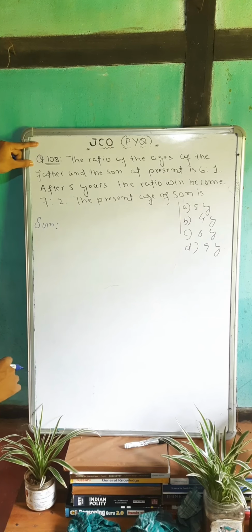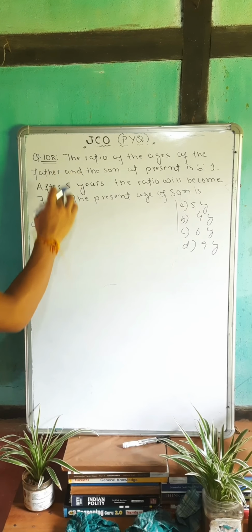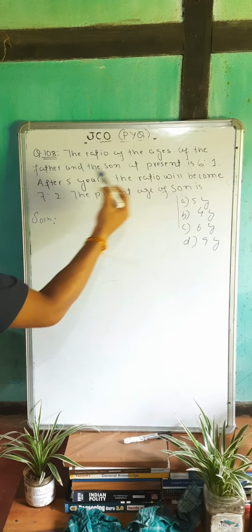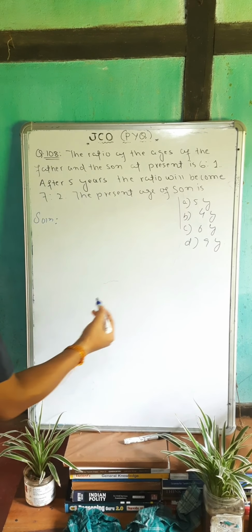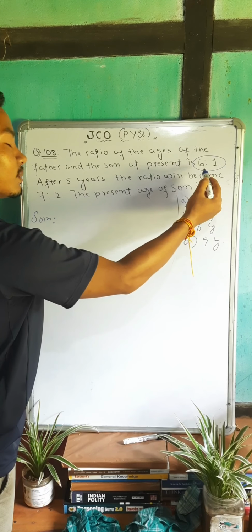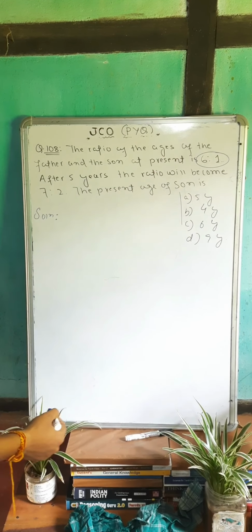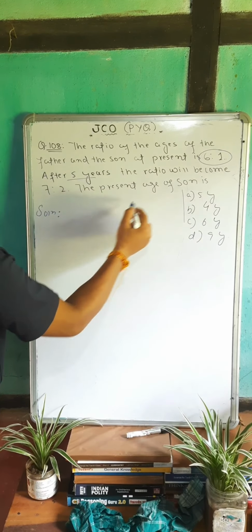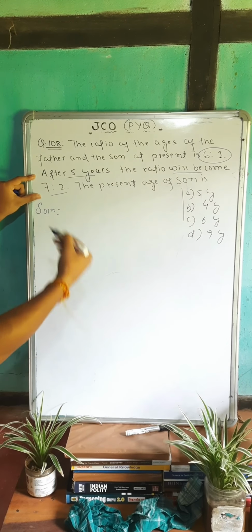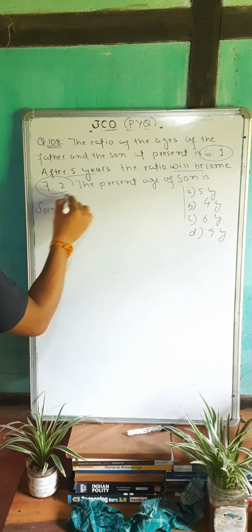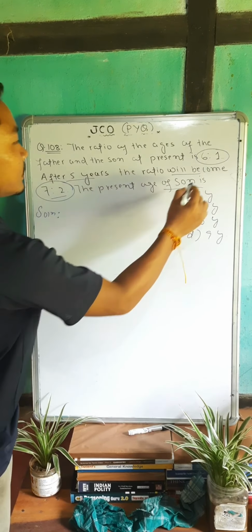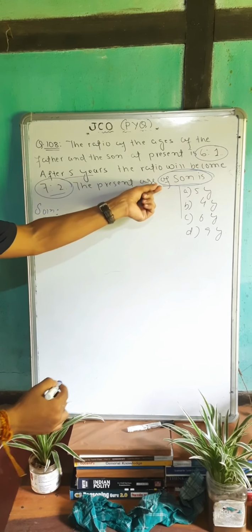Same previous question we can solve in another method, that is in short process. The ratio of the ages of the father and the son at present is 6:1. After 5 years, the ratio of father and son's age will become 7:2. What is the present age of son?